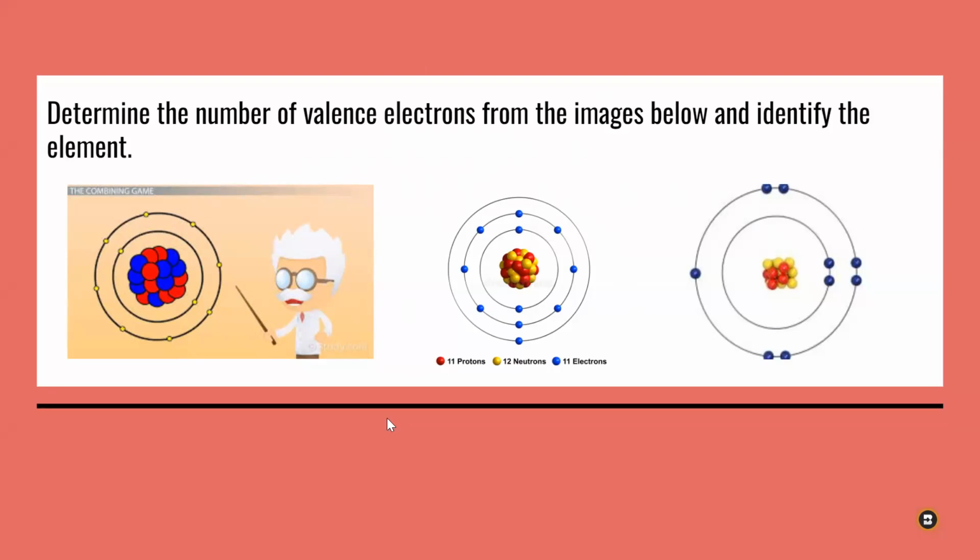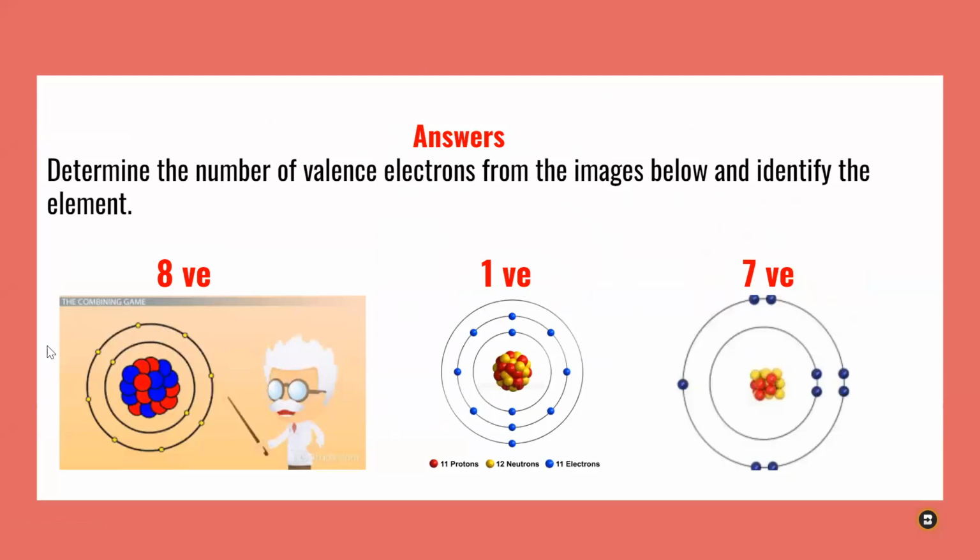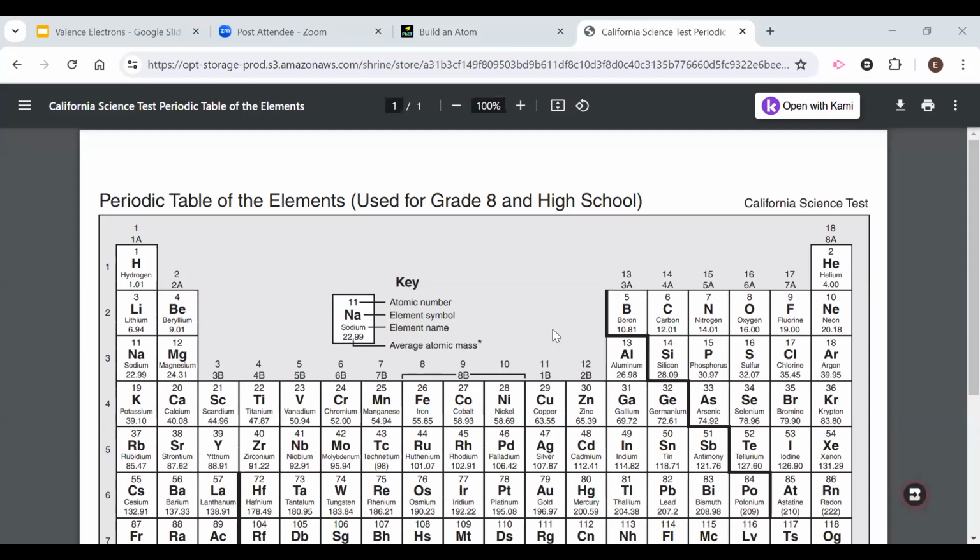Okay, hopefully this one is 8 valence electrons. That's the outermost. The number of electrons in the outermost level is 1, 2, 3, 4, 5, 6, 7, 8. This one, there's only 1. Okay? 1 valence electron. This one, there's only 1, 2, 3, 4, 5, 6, 7. Hopefully you got it right. Let's look at the periodic table.